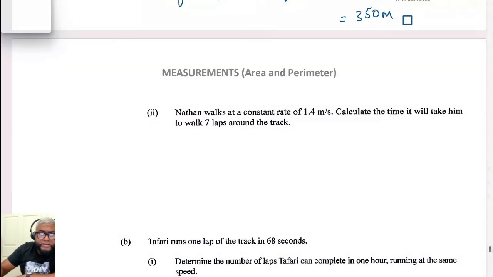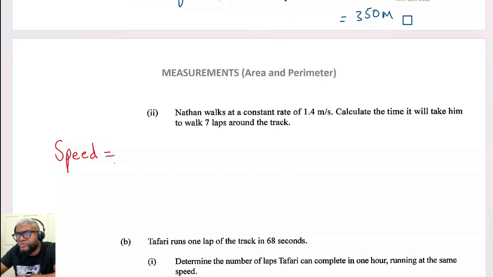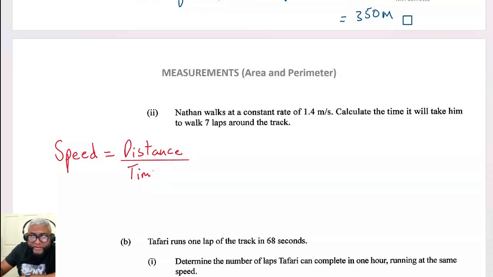So Nathan walks at a constant rate of 1.4 meters per second. Calculate the time it will take him to walk 7 laps. We're going to utilize the speed formula. Speed is equal to, this is primary school, speed is equal to what? Who knows? Speed is equal to distance over time. That's a standard formula.